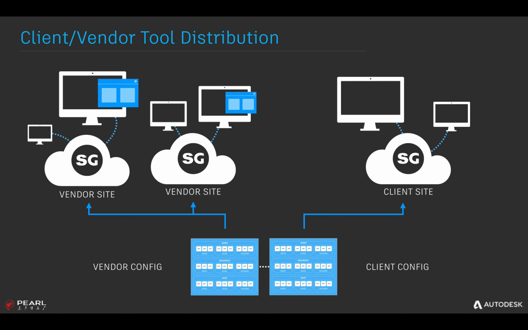Now, vendor users can, for example, use the desktop application pattern to log into Shotgun, then receive the tools that they need to send content back to the client site. And the client has a similar setup for receiving the content from the vendor toolchain.